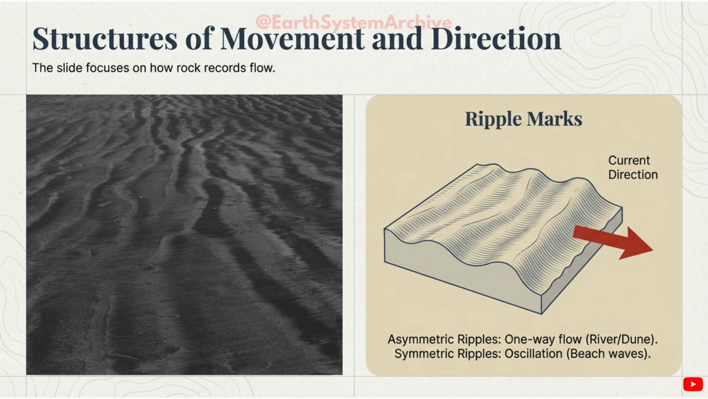Case File E. Ripple marks. Ripples reflect flow velocity and grain size. They indicate shallow water deposition and can form by wind. Asymmetric ripples indicate flow direction. Symmetric ripples indicate oscillating wave energy. Ripples can also help identify original up-down directions in rocks.